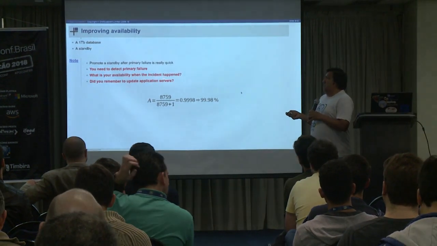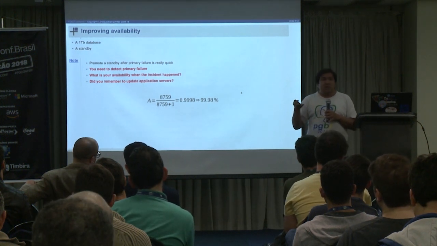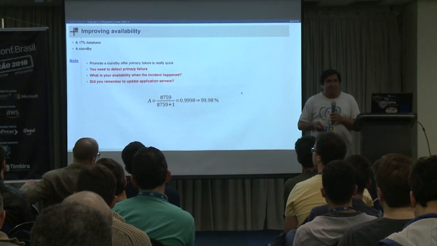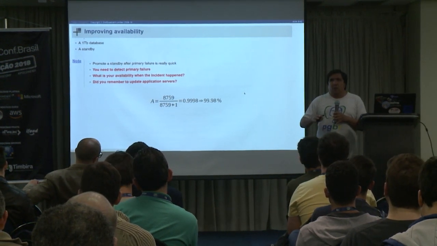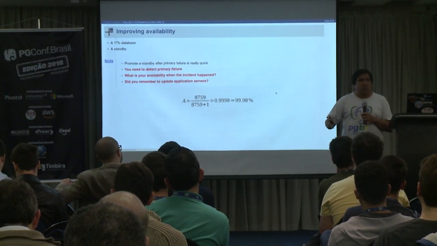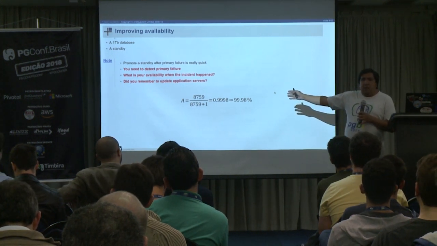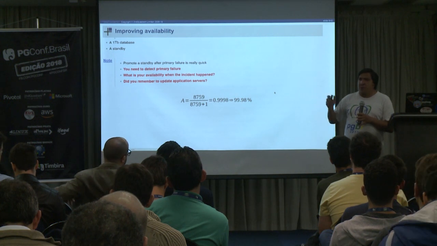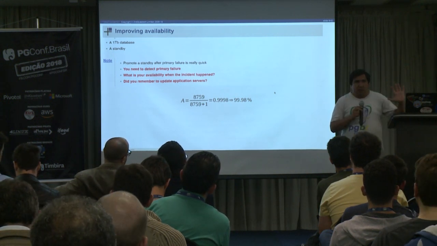So your availability is important. Also, you need to detect the failure. That seems obvious, right? Well, a lot of people have monitoring things to detect that. But I have seen a lot of people having the monitoring on a screen in the office.